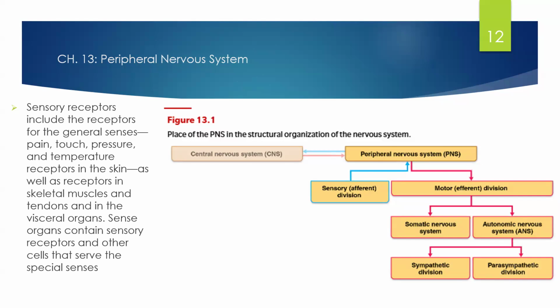So this is talking about sensory receptors. These include the receptors for your general senses, pain, touch, pressure, and temperature. Receptors in the skin, as well as receptors in skeletal muscles and tendons and in the visceral organs. Sensory organs contain sensory receptors and other cells that serve these special senses. Again, these are eyes, ears, taste buds, olfactory, things like that.